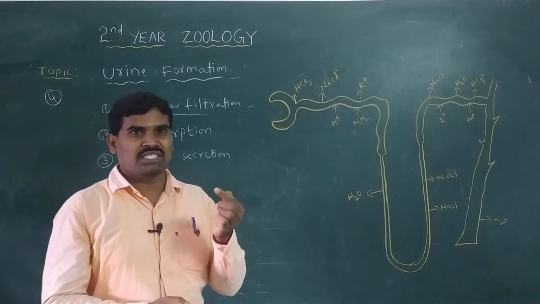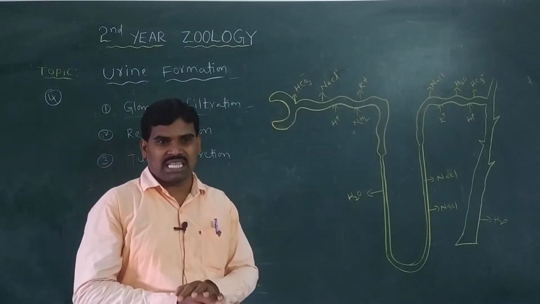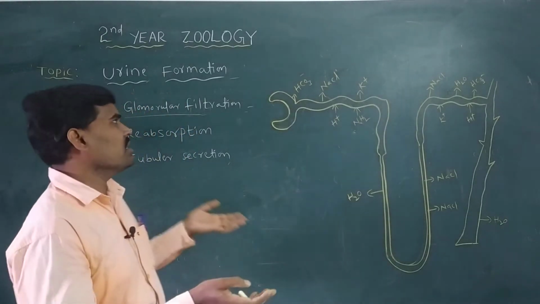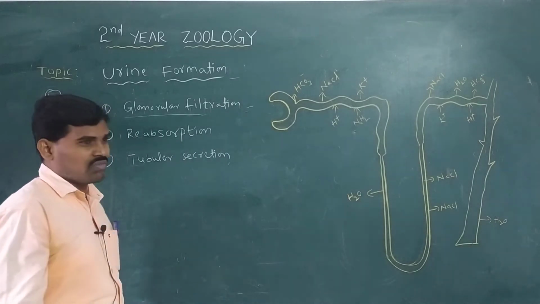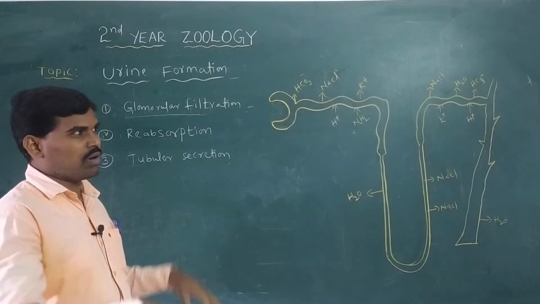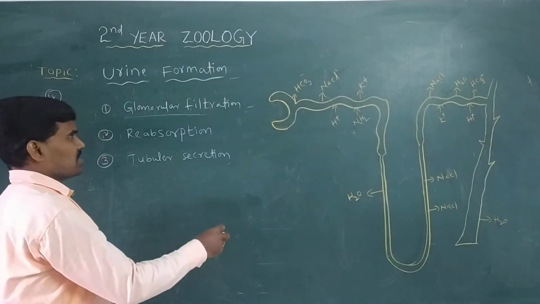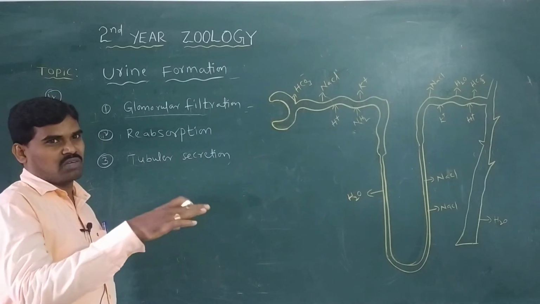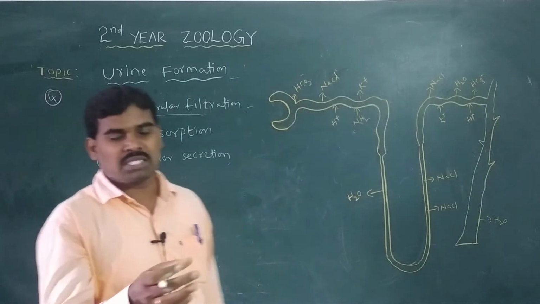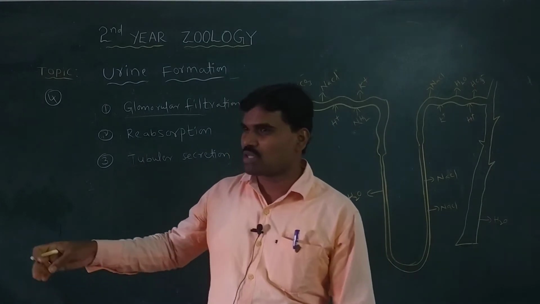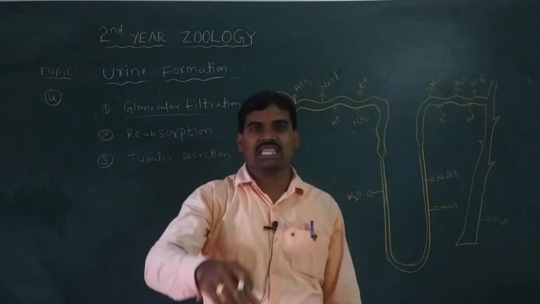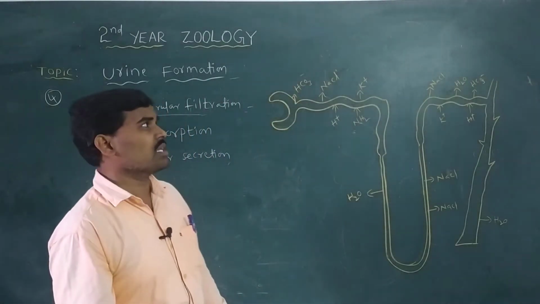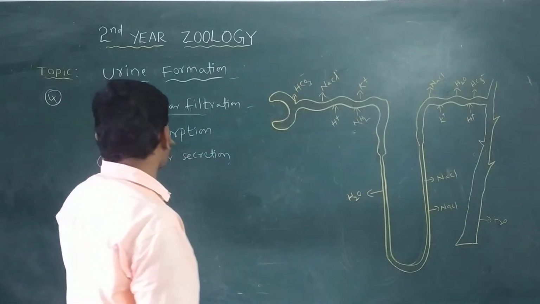Each nephron is about 3 centimeters long. Since there are millions of nephrons arranged one by one, the total nephron length in our bodies is approximately 120 to 140 kilometers.